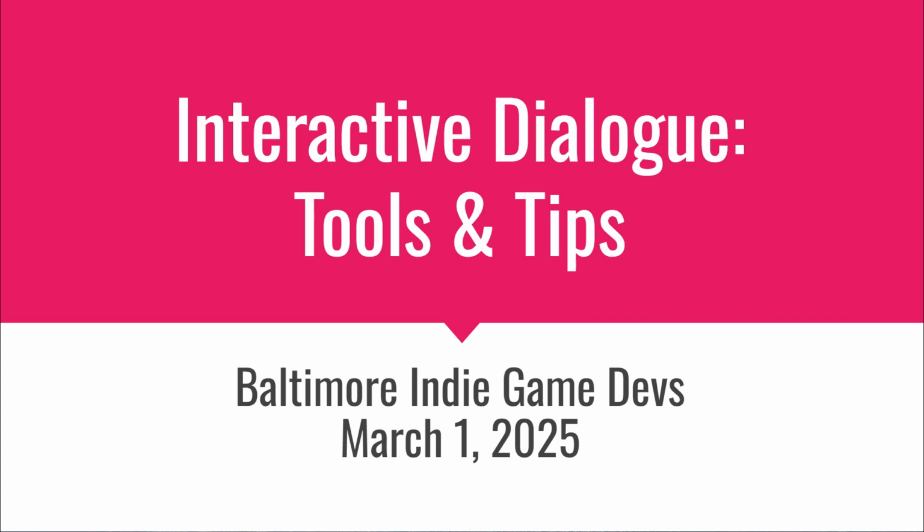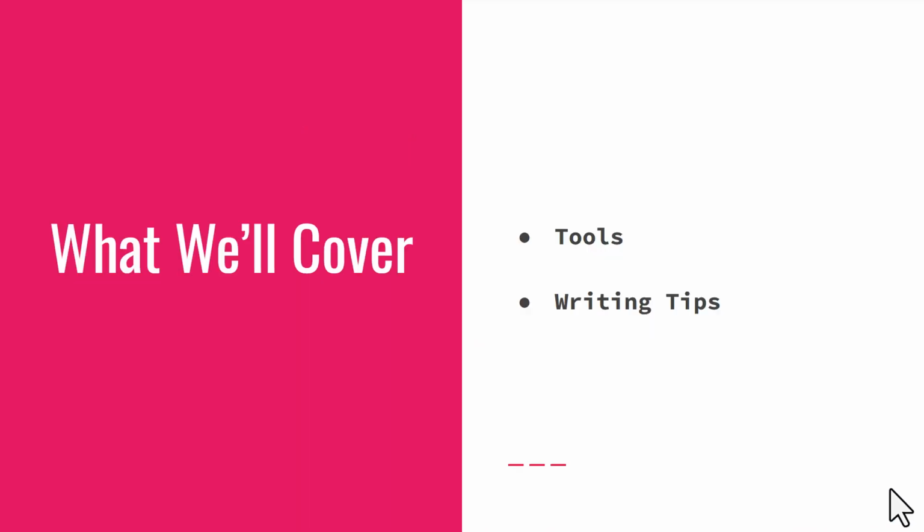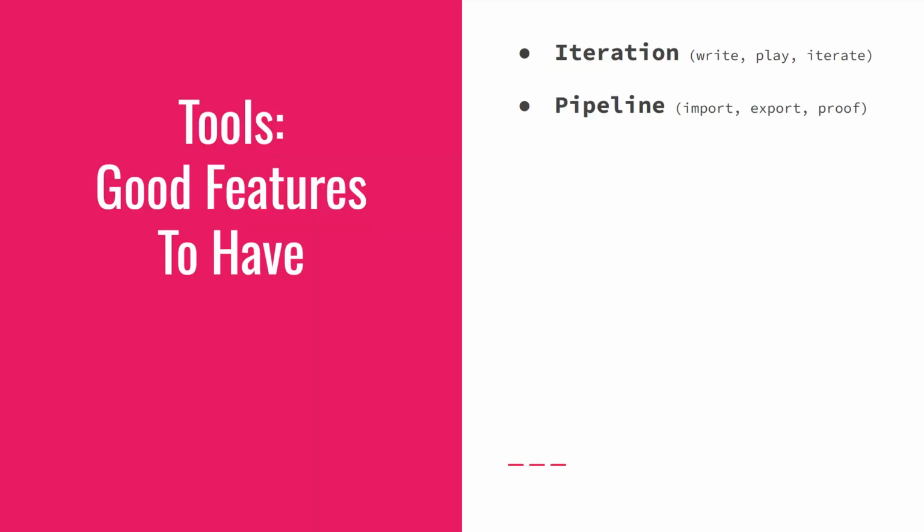So this talk is on interactive dialogue. I'm going to go over the tools that are available, and this is just a sampling of the most commonly used tools, and then some tips for writing your interactive dialogue. So this is specifically for branching dialogue more than barks and monologues and things like that. So the two things, again, we're going to cover are tools and writing tips. And we're going over tools first.